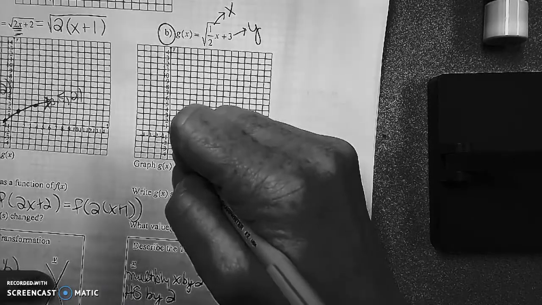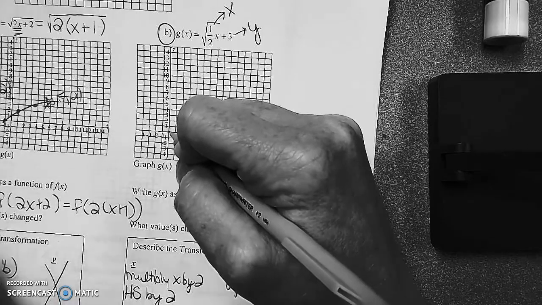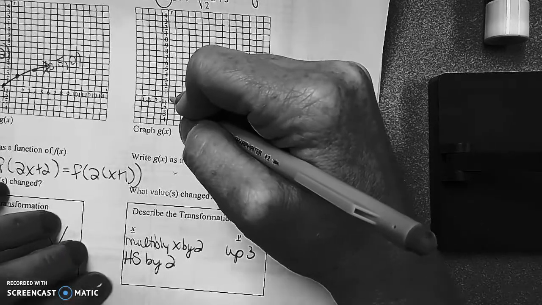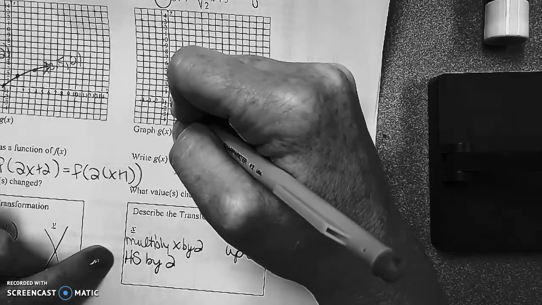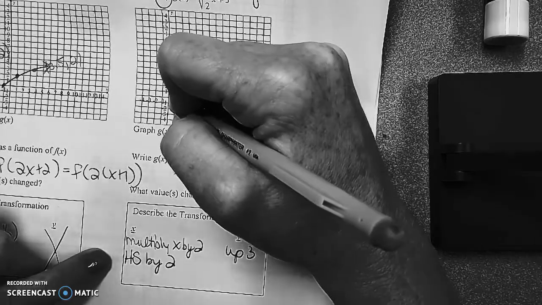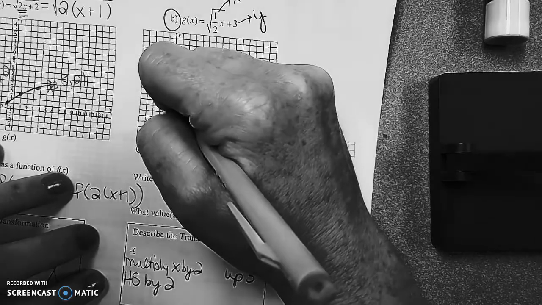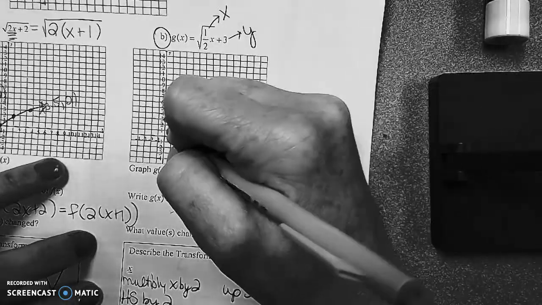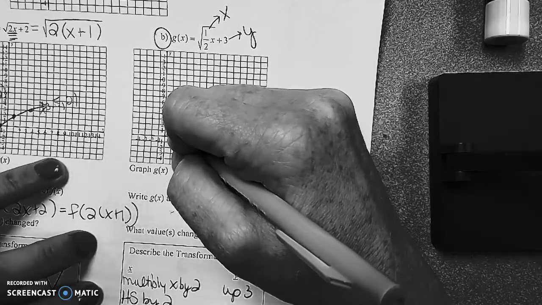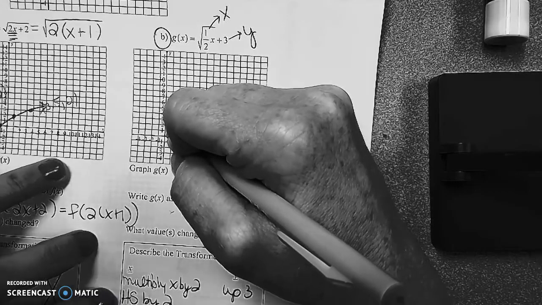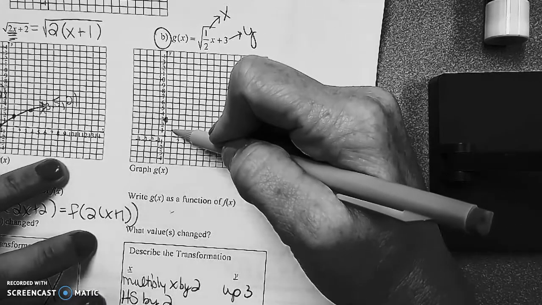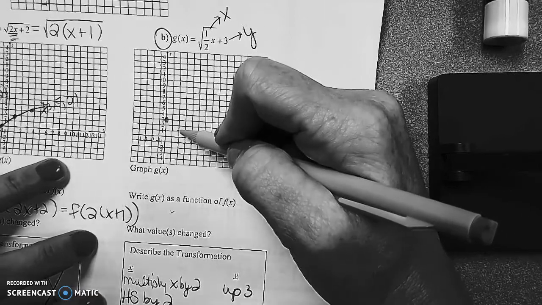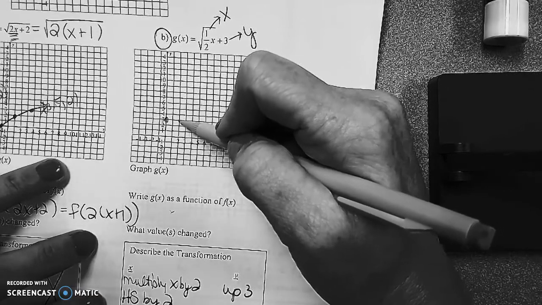So I'm going to take the point 0, 0, and I'm just going to go down my list. Multiply my x by 2. Well, 0 times 2 is still 0. So I just need to go up 3. 1, 2, 3. That point is 0, 3. 1, 1 is a point on my parent function I see up above. I'm going to multiply that x value by 2. So currently my x value is 1. 1 times 2 is 2. And then up 3. 1, 2, 3.